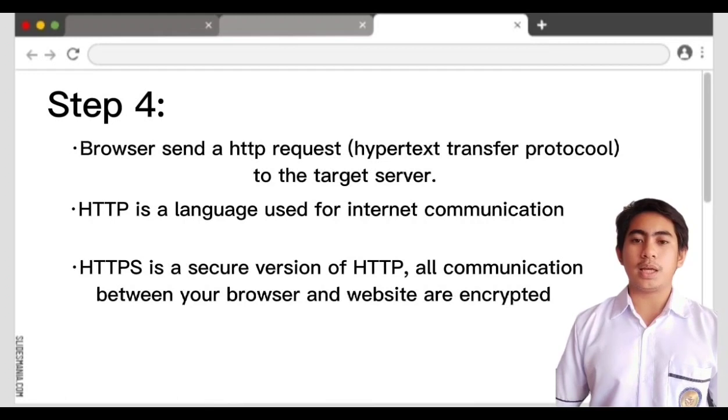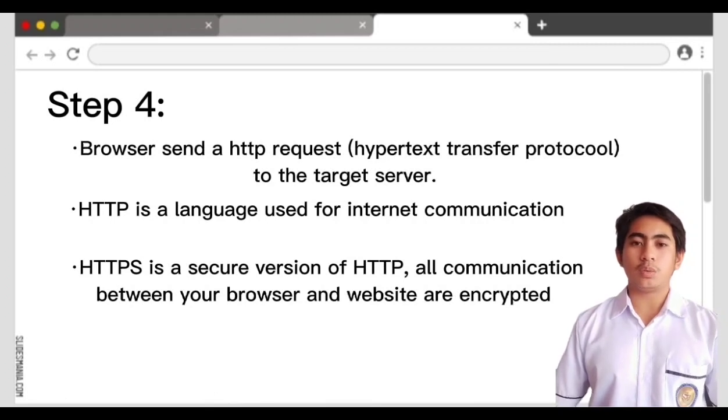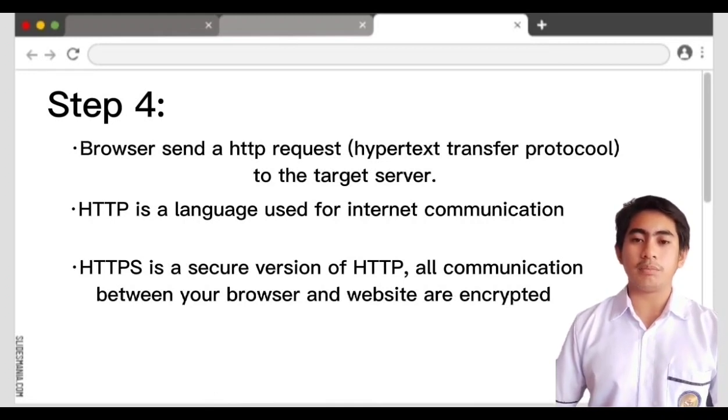However, your browser may send an HTTPS request to the target server. HTTPS is HTTP that is encrypted and secure. The main difference between these two is that HTTPS uses a secure encrypted connection between a web server and a web browser, while HTTP does not. This encryption ensures that any data exchanged between the server and browser remains confidential and cannot be intercepted or tampered with by unauthorized parties. In other words, HTTPS provides an added layer of security that is not present with HTTP.